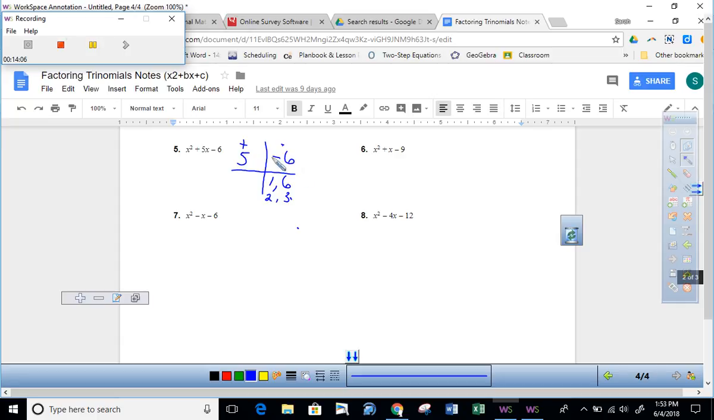Since it's multiplying to a negative, one of these will have to be positive and one of these are negative. If I did that with the 2 and the 3, it would be like I was subtracting. The difference, or subtract 2 and 3, is 1. So this is no good. 1 and 6. Well, if I want it to be a positive 5, I kind of want there to be more positives after I'm done adding than negatives. So I want a positive 6 and a negative 1 to leave me with positive 5. So my final answer is x minus 1, x plus 6.